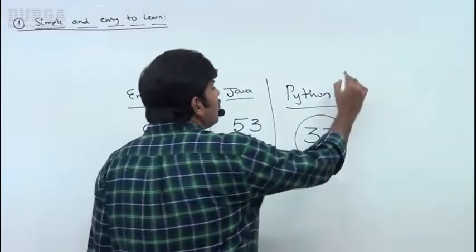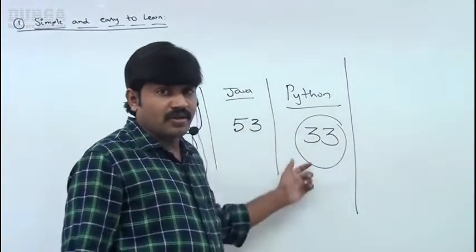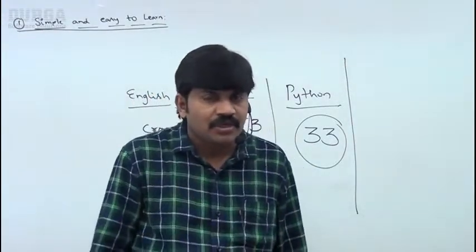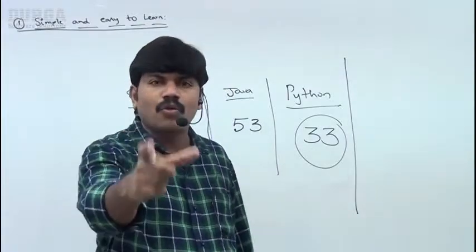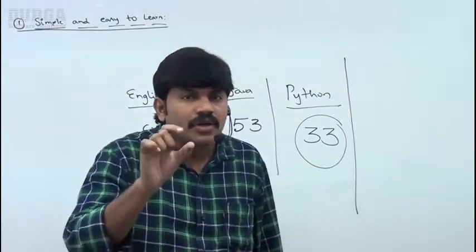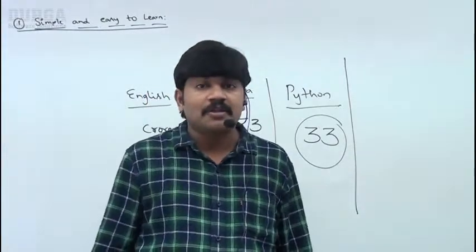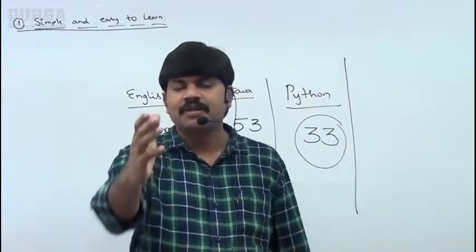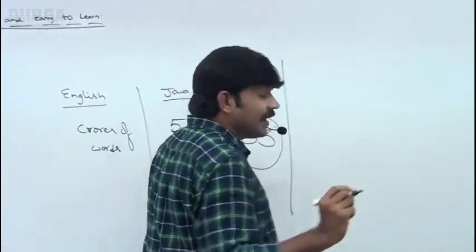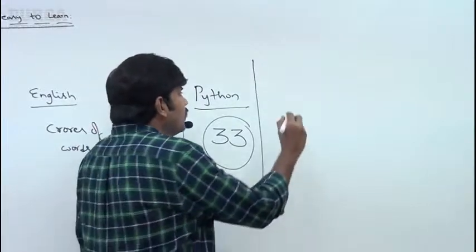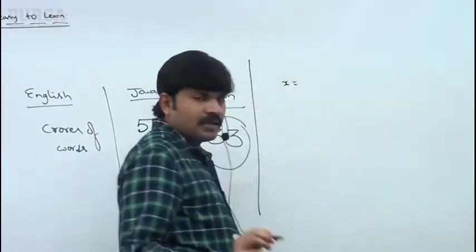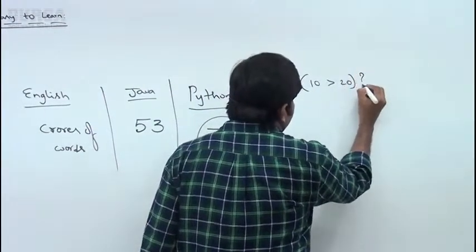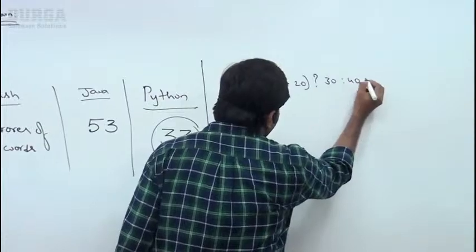Next, sir, not only reserved words, right? If you consider Java code and Python code, there's a big difference. Python code is something like reading English statements. Remember this one, sir. Python code is something like reading English statements. Best example, sir: the ternary operator is there in Java. Have a look once. Suppose x is equal to, here I'm taking, 10 greater than 20, question mark 30, colon, like this I have.